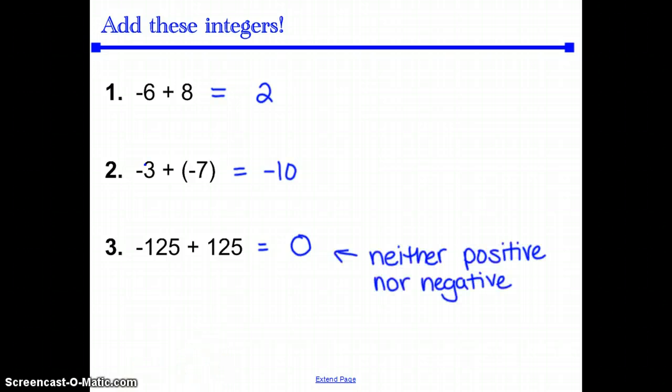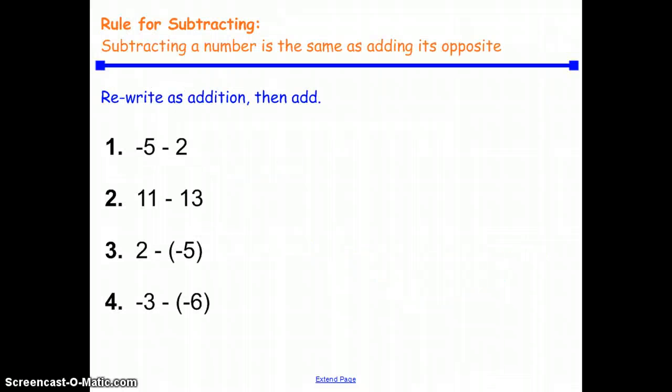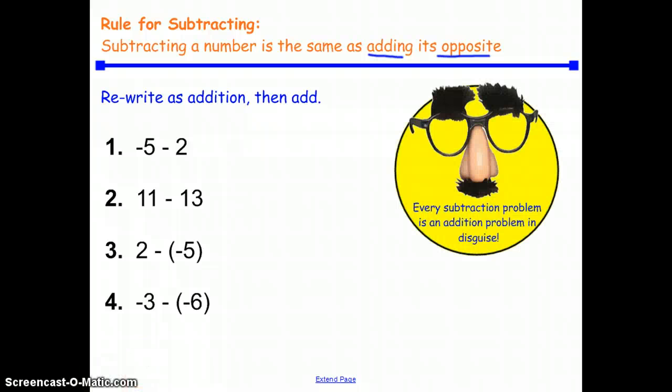Once you've mastered adding integers, subtracting is a breeze. So the rule for subtracting integers is that subtracting a number is the same as adding its opposite. An opposite is the number with the opposite sign. So the opposite of a positive is a negative. The opposite of a negative is a positive. What this means is that every single subtraction problem can be rewritten as addition, which we already know how to do. So we're going to rewrite all of these subtraction problems as addition problems and then add them.